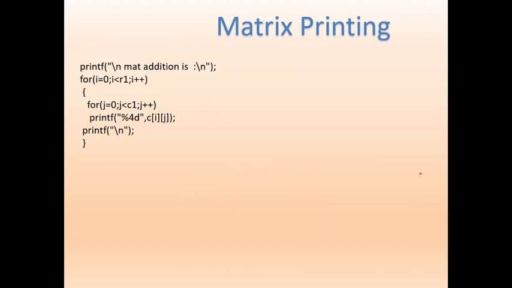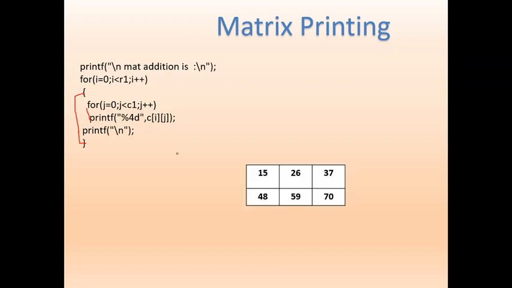Now you see the matrix printing. Printing is almost the same as reading except for the printf statement. The outer loop is for rows, the inner loop for columns. But here you see I have used some braces. After completion of this inner loop, I have used printf \n. \n means that after completion of the inner loop, the control moves to the next line. The output will be like this.